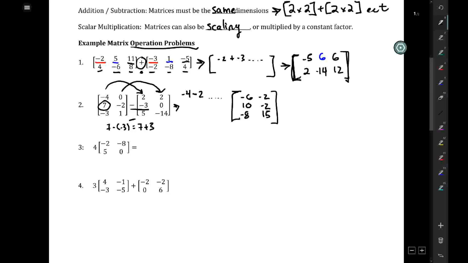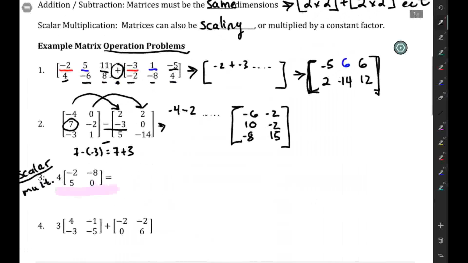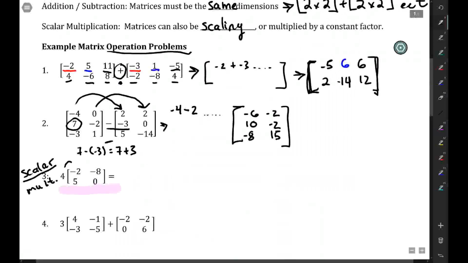Okay, be careful there. This next part is called scalar multiplication. Okay, there's a different multiplication we'll look at later. It's like if you were to scale a picture, sometimes it starts out small, but if you scale it, you increase it, increase it, okay, that's why we're scaling each of the numbers. So it's simply taking 4 times all of the values. So 4 times negative 2 is negative 8. 4 times negative 8 is negative 32. 4 times 5 is 20. And 4 times 0 is 0.